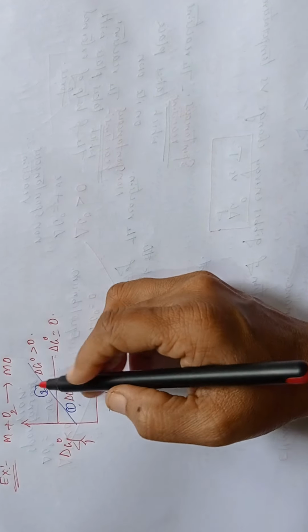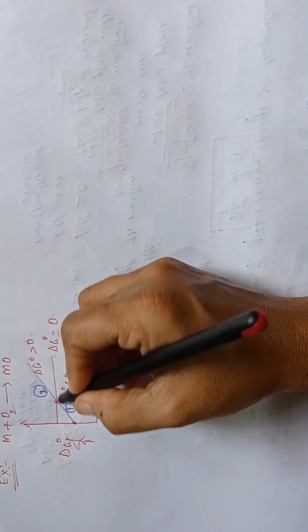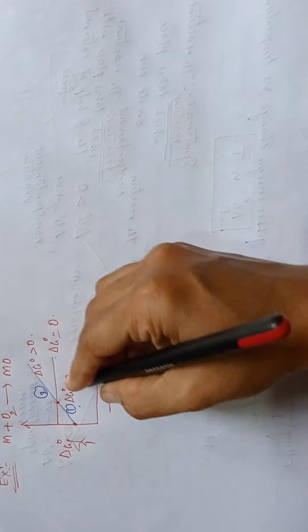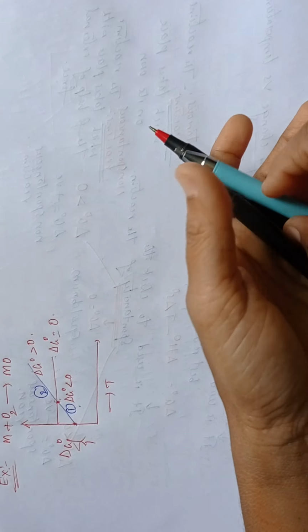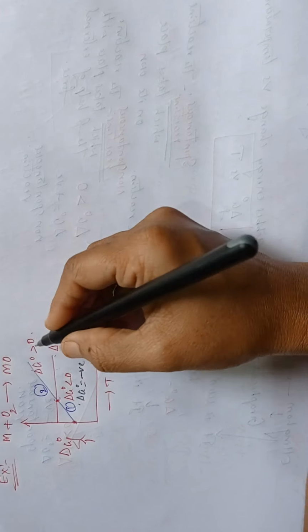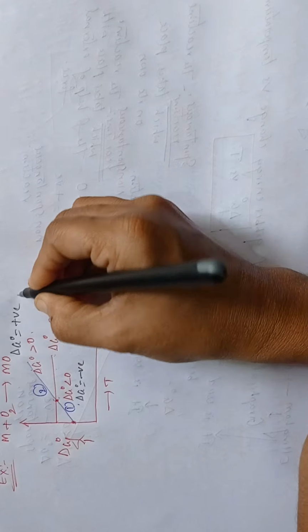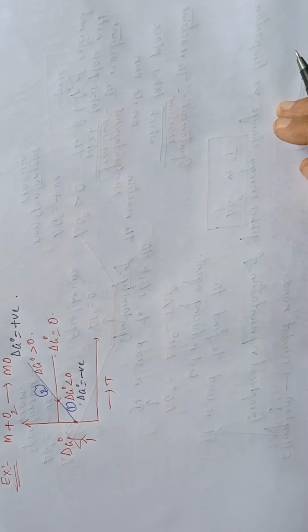This is the second part I am taking. From here to here is the first part, and from here to here is the second part. Are you clear? Delta G naught less than 0 means delta G naught value is negative. Delta G naught greater than 0 means delta G naught value is positive.